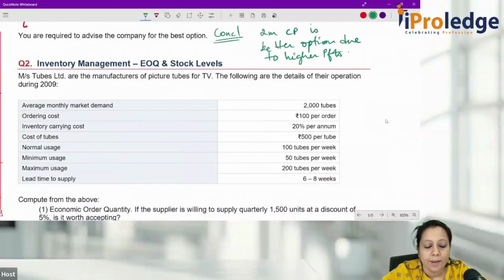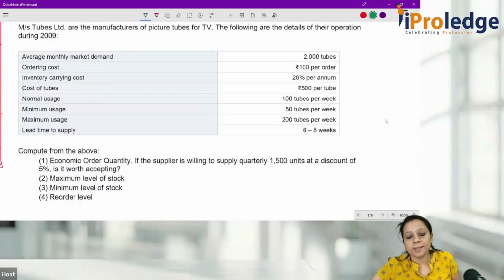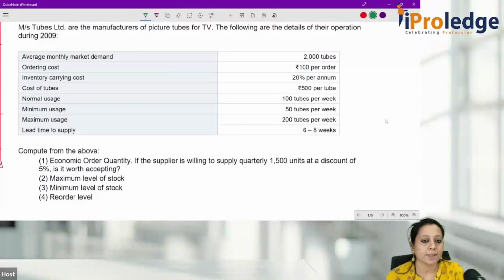This question is there in CA material also, CMA material also. It is a past exam CS question also, many years ago. So they may ask you one. I have already told you June exam is asking minimum level, maximum level, etc. So they may frame a question like this.